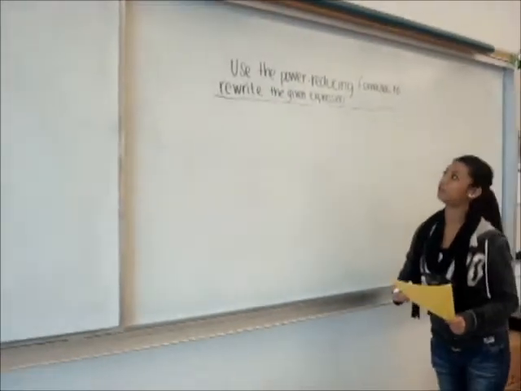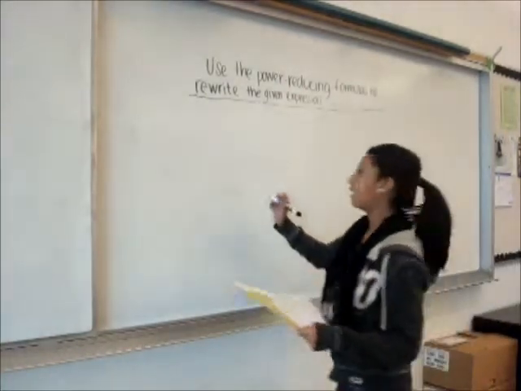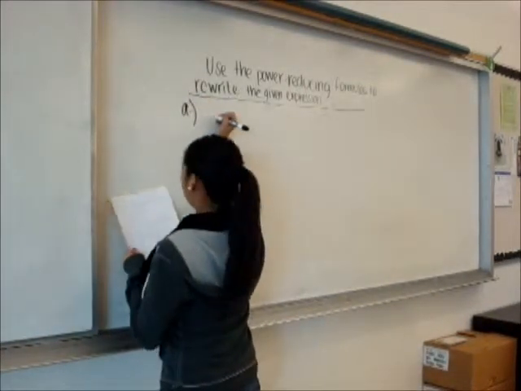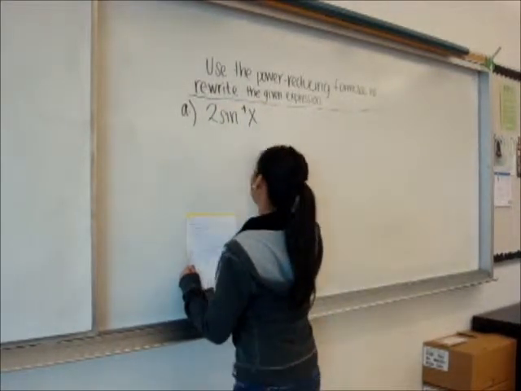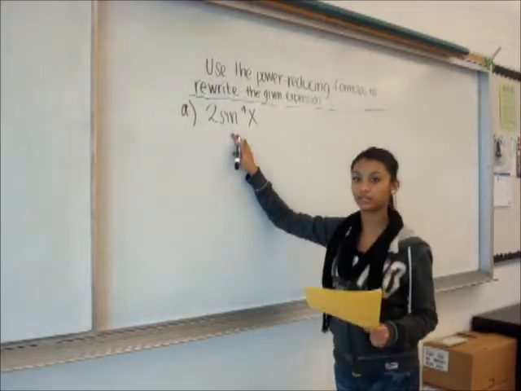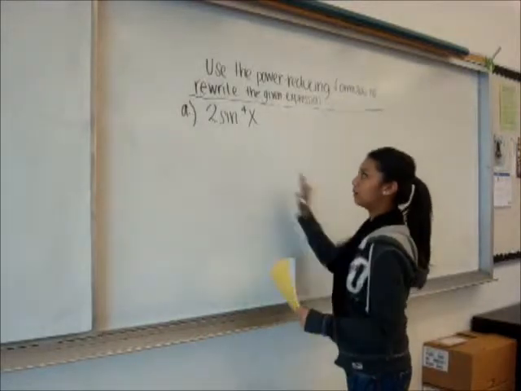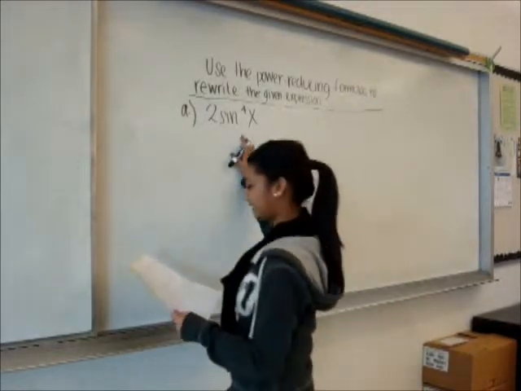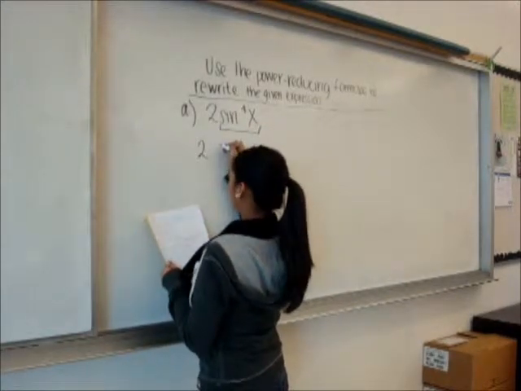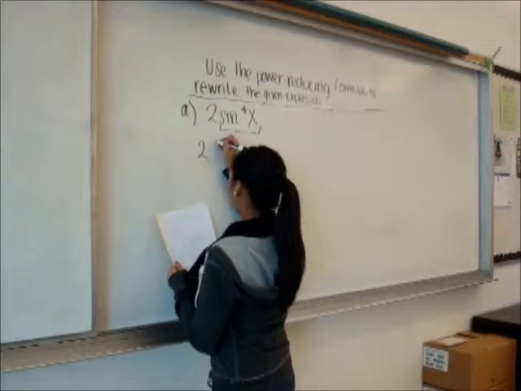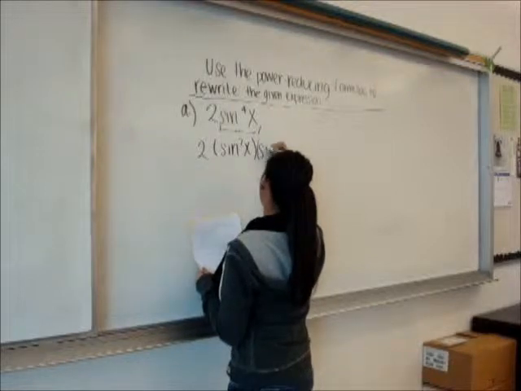So our first example is use the power reducing formulas to rewrite the given expression. Now our first expression is 2 sine to the 4th power of x. So we want to change this using the power reducing formulas to look like something else but equal this, if that makes sense. So this right here can be broken down into 2 sine squared of x and sine squared of x again.